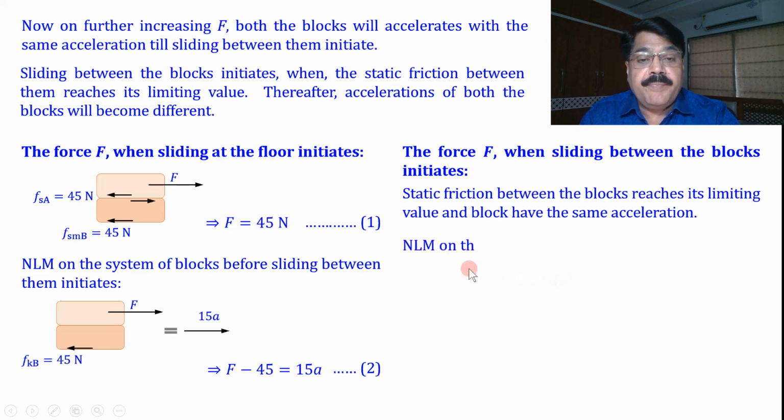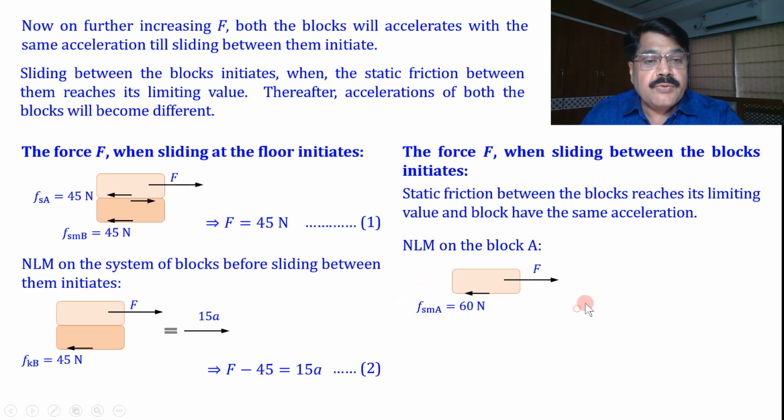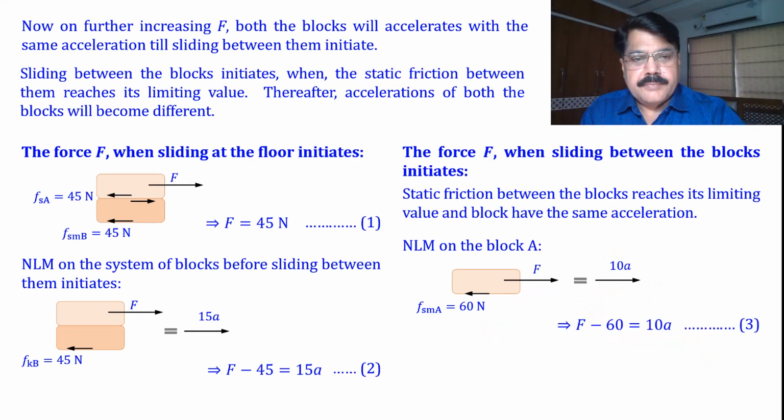Now we can see here NLM on the block A. First we calculate for block A because we have seen the force has here its limiting value. So that is F, and here the limiting value we have calculated, limiting friction on A is 60 Newton. So it will be what? 10A. So how can we write 10A? 10 is the mass of the block A into A. So F minus 60 is equal to 10A, equation number 3.